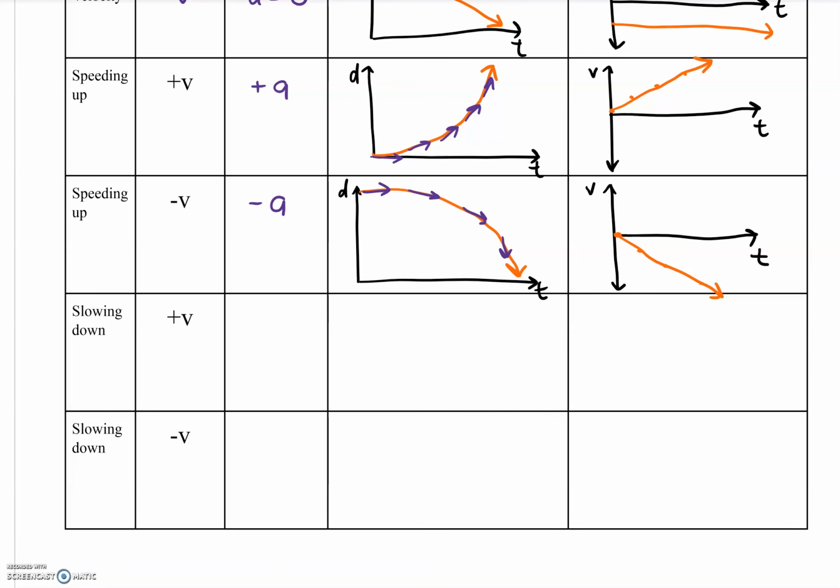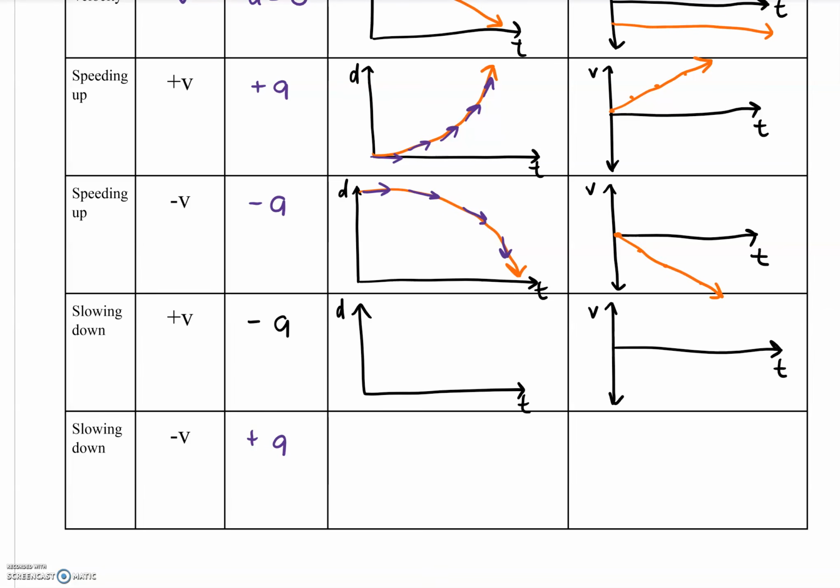All right. Finally, let's talk about the motion graphs for slowing down in the positive or in the negative direction. Anytime you're slowing down, your acceleration is going to be the opposite sign as your velocity. So if your velocity is a positive value, your acceleration is going to be a negative value, okay? And if your velocity is a negative value, your acceleration is going to be a positive value. So what will these position versus time graphs and velocity versus time graphs look like for these scenarios? Okay, I'm setting up the graphs.